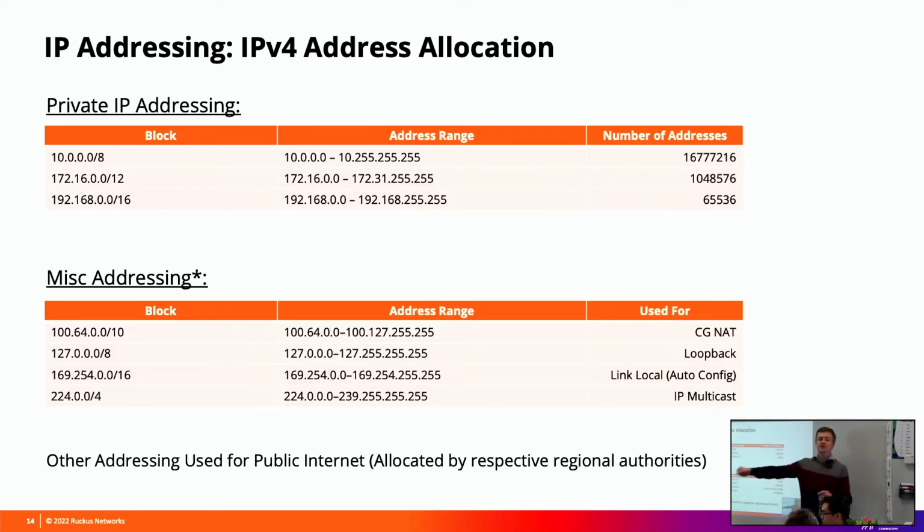If you've ever plugged a device into a network and that network doesn't have a DHCP server, you'll end up with an address in this space, 169.254. It's the automatic configuration address. Not many people use that for real. And then we've got the 224, which is multicast, which we've spoken about already.